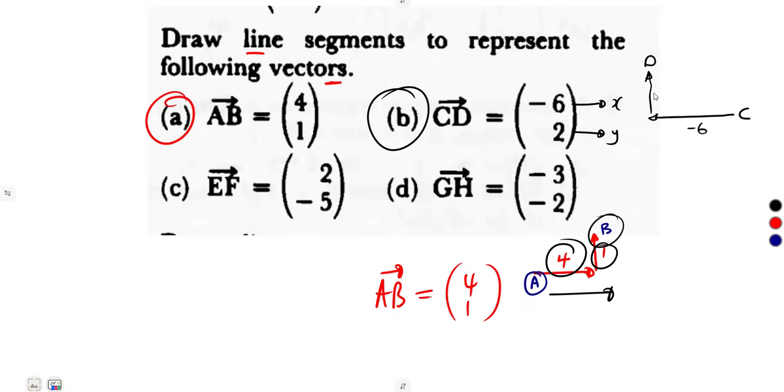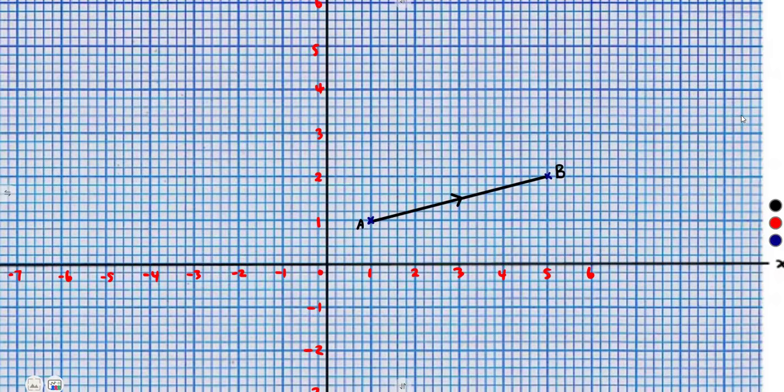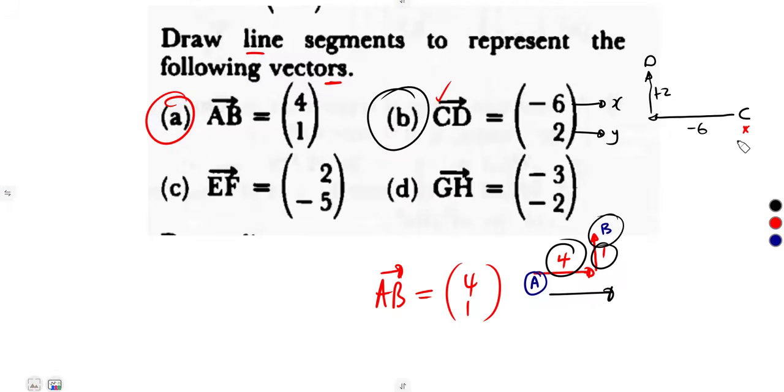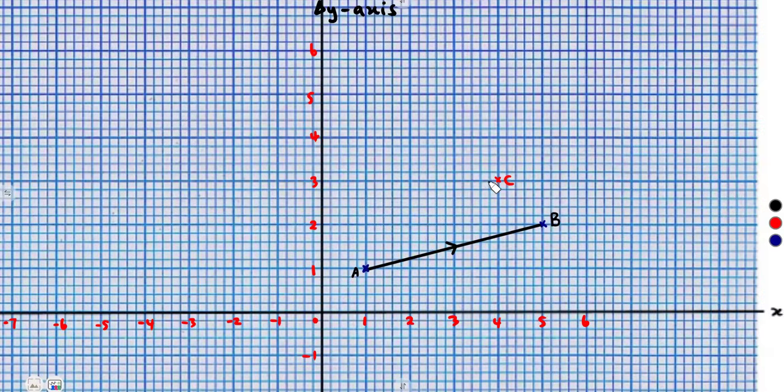So that's -6, +2. Remember C, our starting point, is the one that is important. So you simply indicate the point C. Let's say this is where our point C is. So from C to where our D is, horizontally to the left, 6 units to the left. So that's 1, 2, 3, 4, 5, 6 units going to the left.